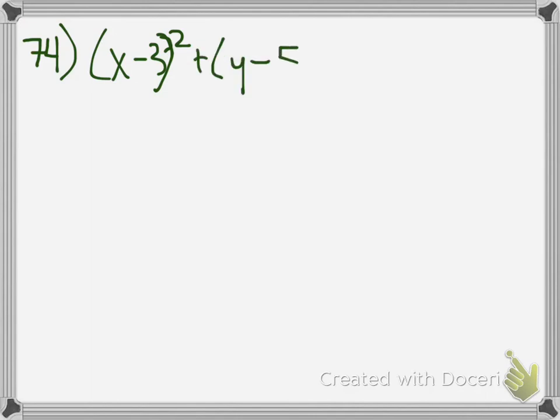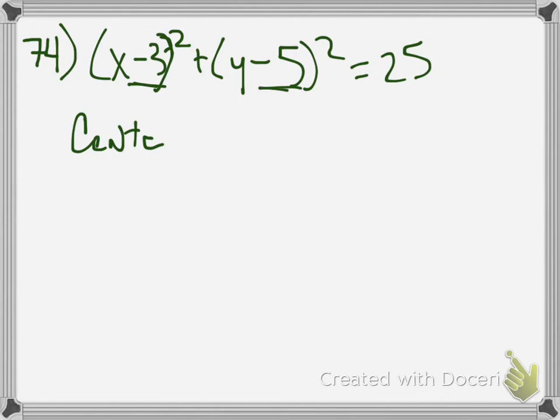Alright, number 74. Again, don't forget that you're asking, what is the equation of a circle? When you're looking at this, x minus 3 squared plus y minus 5 squared equals 25. Keep in mind, take the opposite of these numbers, so the center is at 3, 5, and then take the square root of the right side, and that's your radius, and that would be 5.